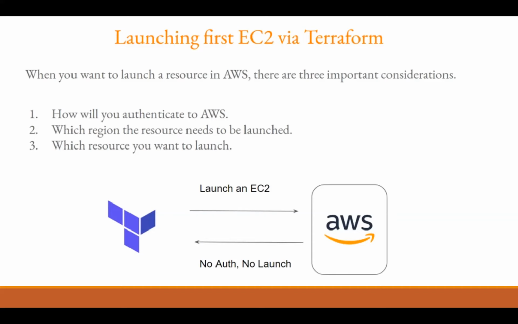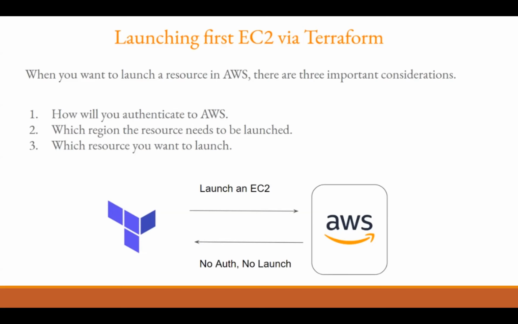Yes, access key and secret key, very good. If you want to connect through the console, you have a username and password. But if you want to connect through the AWS CLI, the command line interface, you connect with the access key and the secret key. The next consideration: in which region the resource needs to be launched?